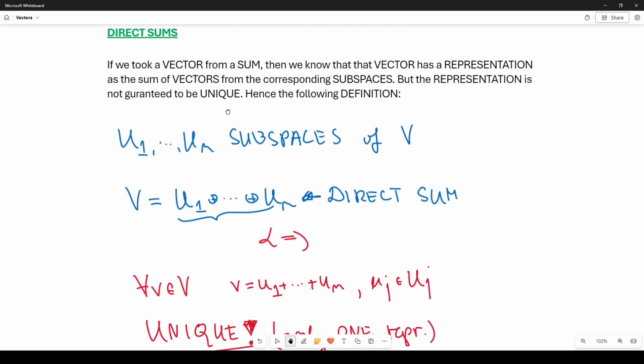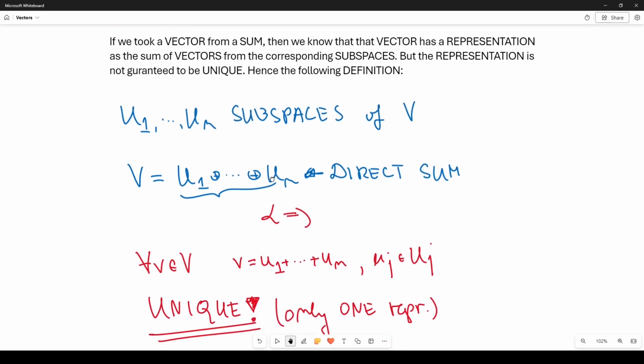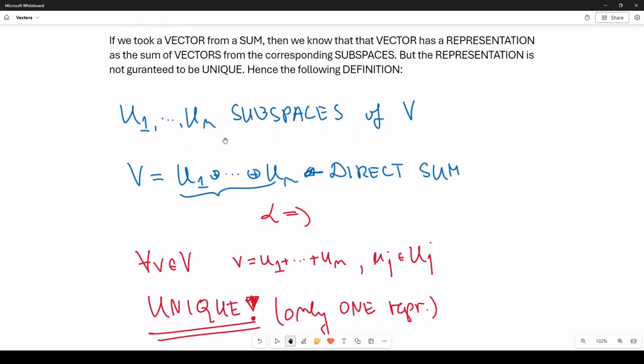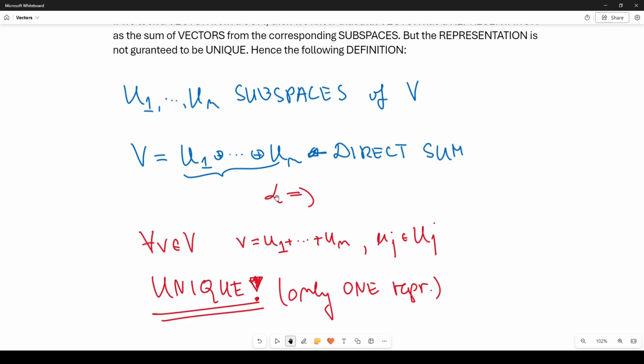Now we introduce the concept of direct sums. So what will a direct sum be? Well, suppose we have subspaces of V labeled this way, and we say that V is equal to the direct sum of these subspaces if and only if every vector v in our vector space can be written as the sum of corresponding vectors from our subspaces, and this representation is unique.